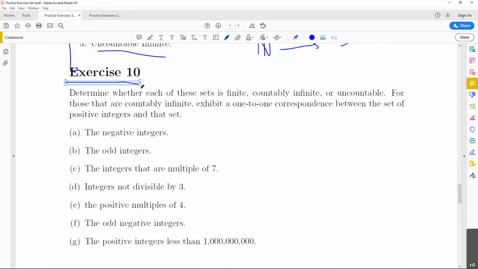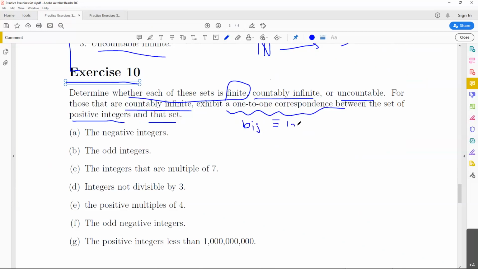Exercise 10. Determine for the following, which sets are finite, countably infinite, uncountable. If it's countably infinite, exhibit a one-to-one correspondence between the set of positive integers and that set. One-to-one correspondence just means it's bijective. It means it's both injective and surjective. Both one-to-one and onto.